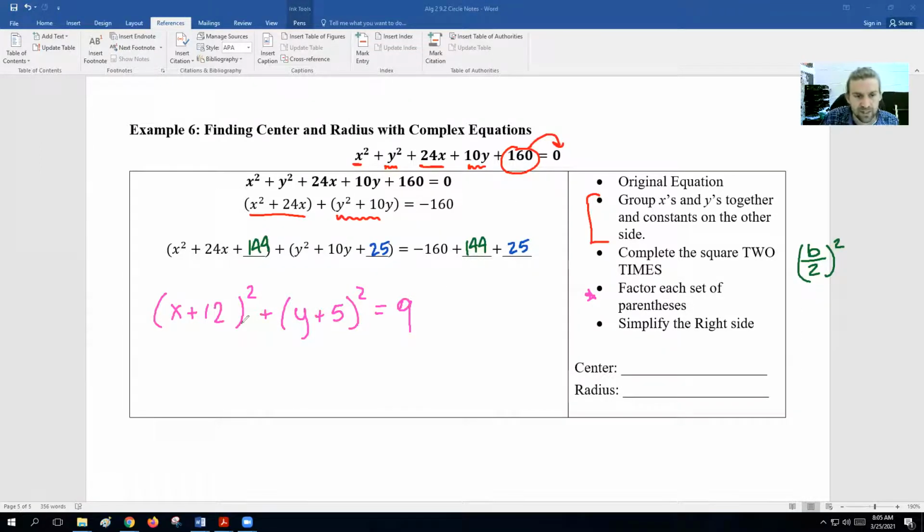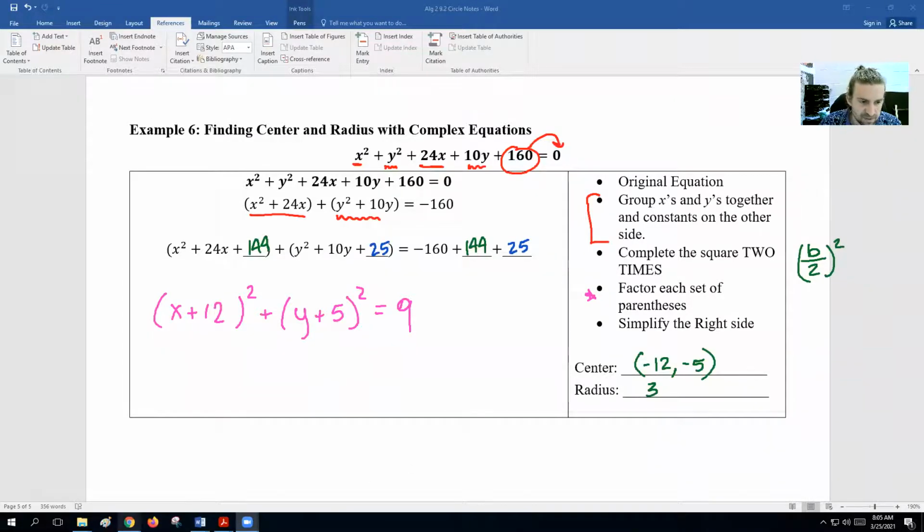Okay, well, now that we've got that, we can see that our center is at what's being subtracted from the x. That'd be a negative 12. What's being subtracted from the y is a negative 5. And what's the radius? What's the square root of that number? That would be 3.